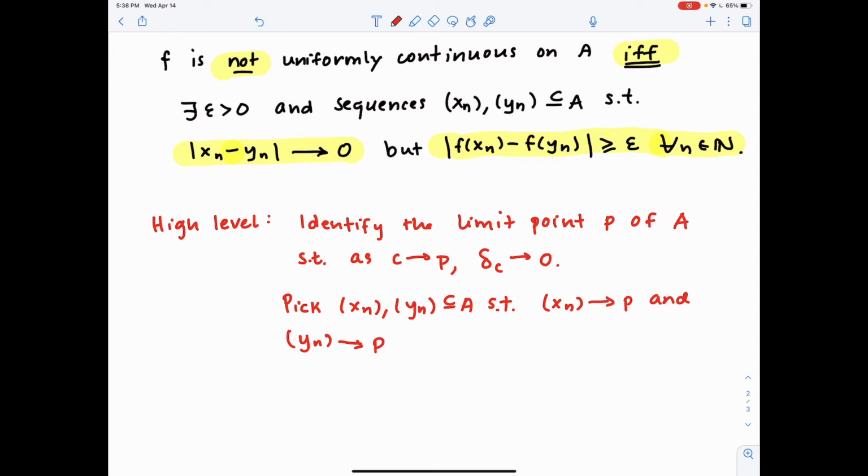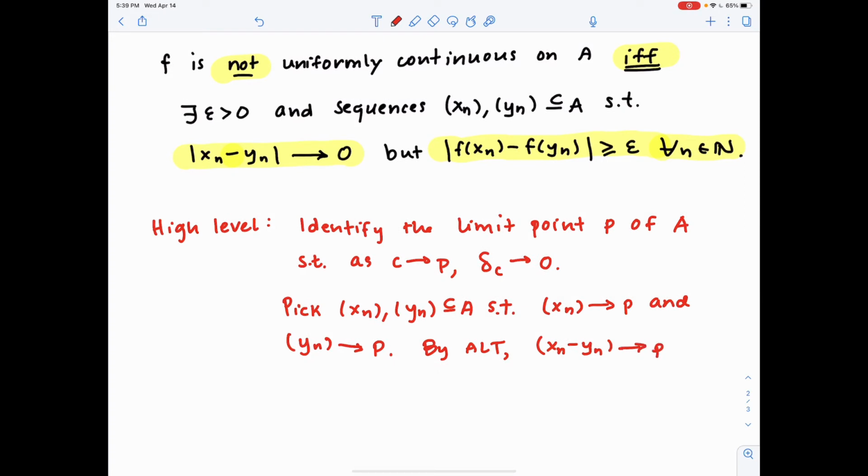The reason why we do that is because if you have two sequences that are approaching the same place, then the difference of those two sequences must be going to 0. That's the algebraic limit theorem. So by the ALT, if I look at xn minus yn as a sequence, that has to go to P minus P, which is 0. So what that's really saying is that the magnitudes of the difference, since the sequence itself is going to 0, the magnitudes are going to 0 as well.